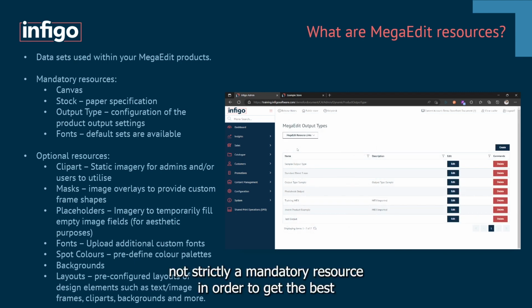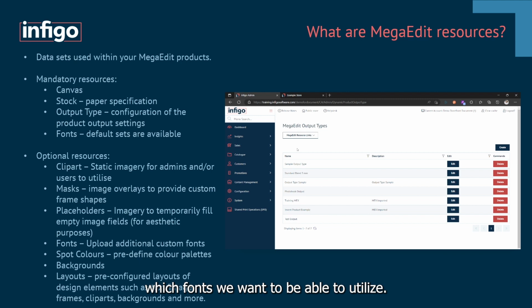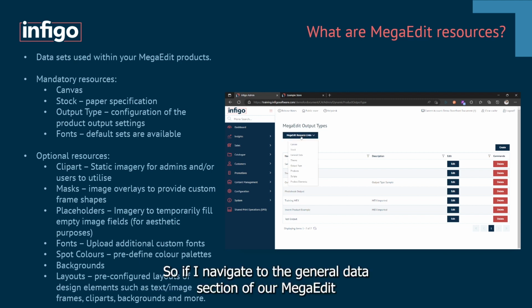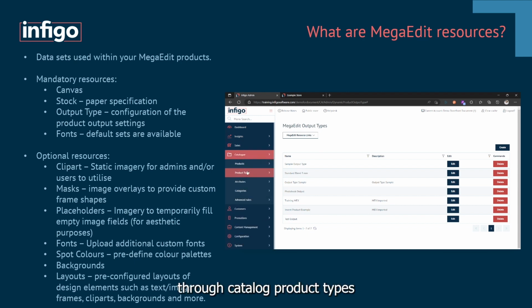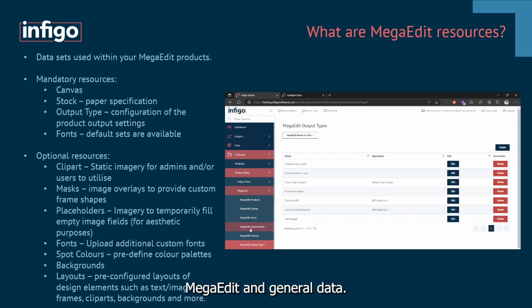Whilst not strictly a mandatory resource, in order to get the best out of our MegaEdit products, we do also need to specify which fonts we want to be able to utilize. So if I navigate to the general data section of our MegaEdit resources, also accessible through catalog, product types, MegaEdit, and general data.